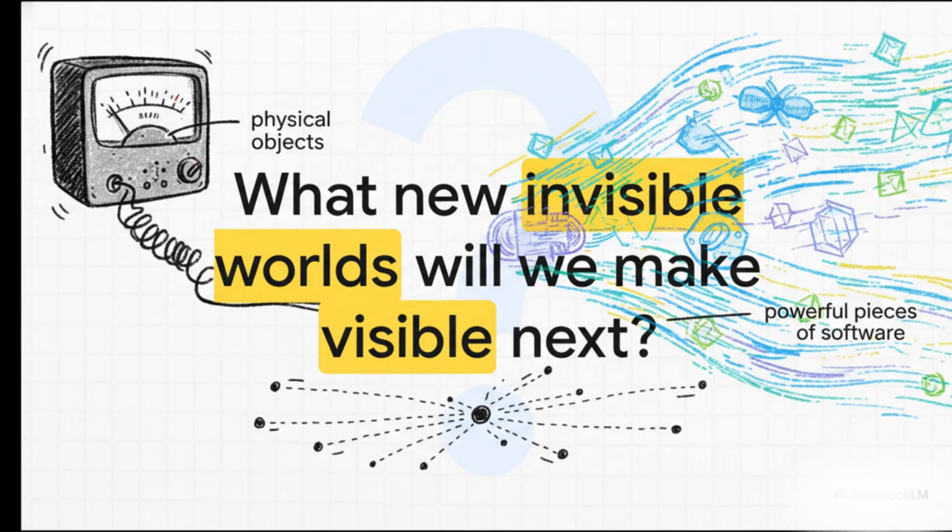Which kind of leaves us with one last really cool thought. Our whole quest started with just trying to see a simple electric current. Now our tools aren't even physical objects anymore, they're powerful pieces of software. So as this virtual revolution keeps going, what other invisible forces, what new hidden worlds are we about to make visible next?